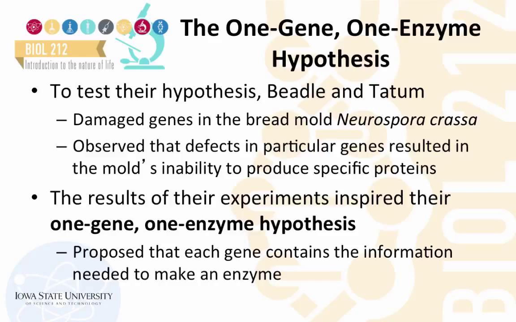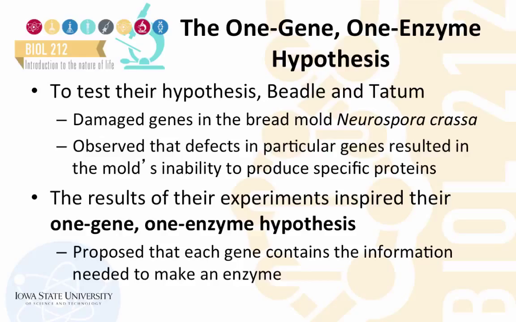To test their hypothesis, Beadle and Tatum damaged genes in the bread mold Neurospora crassa. The products of these genes were involved in particular reactions in a metabolic pathway inside Neurospora crassa cells. They observed that defects in particular genes resulted in the mold's inability to produce specific proteins. On the basis of these results, they concluded that one gene is always responsible for making one enzyme. Since the genes that they were studying were enzymes that were part of a metabolic pathway, they thought one gene might be responsible for the production of one enzyme.